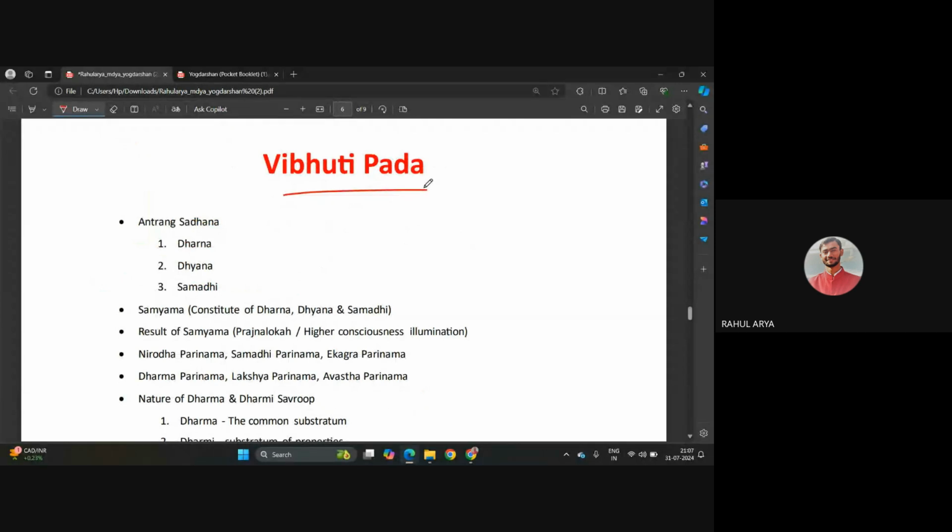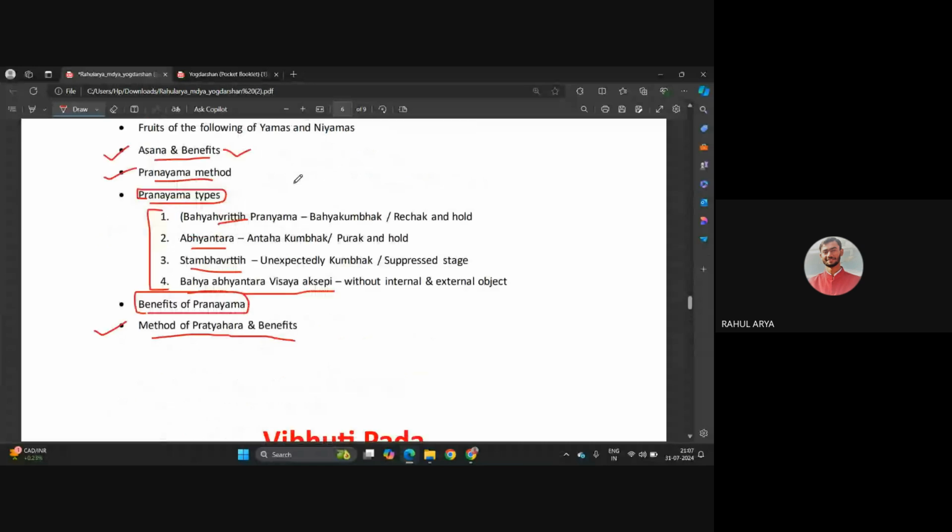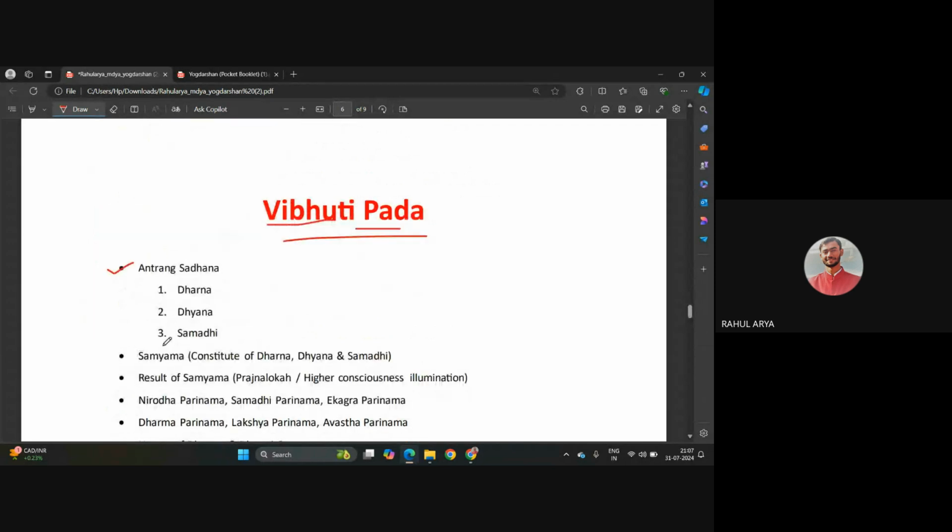Vibhuti Pada is chapter number three. Vibhuti means the siddhis, the powers. So here, of Ashtanga Yoga, five limbs are described in the Sadhana Pada, and the last three limbs, dharana, dhyana, and samadhi, they call the antaranga sadhana in the context of sabija samadhi.